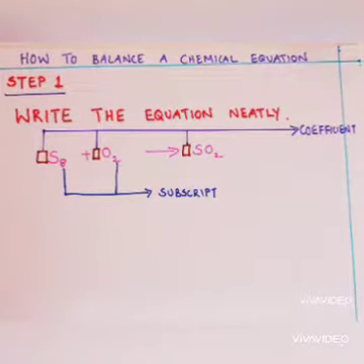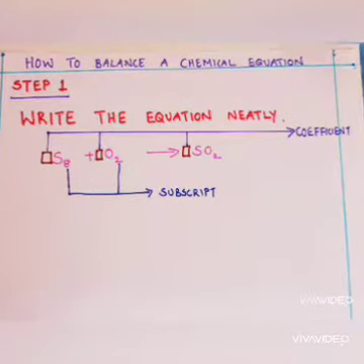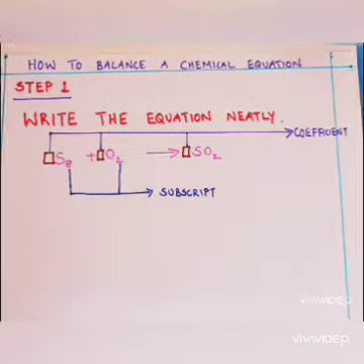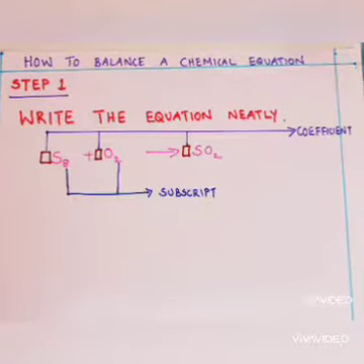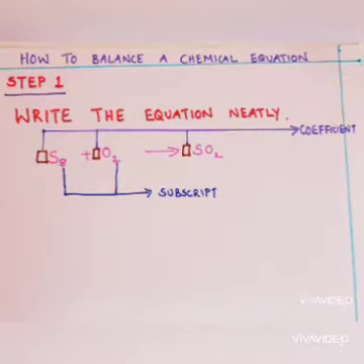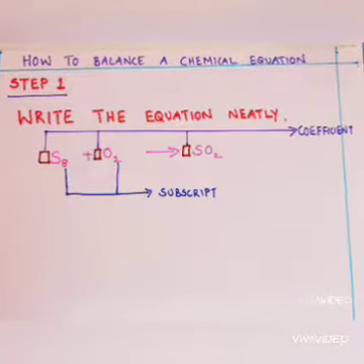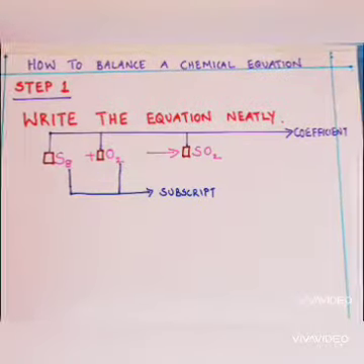First step, write the equation neatly. Whether it is a word equation or any equation, just write the equation neatly and go through the subscript and coefficient. If there is no number, we can assume the coefficient as 1. And here the subscript is 8 and 2 for sulfur and oxygen respectively. So if you want, you can pause the slide and then you can understand it better.